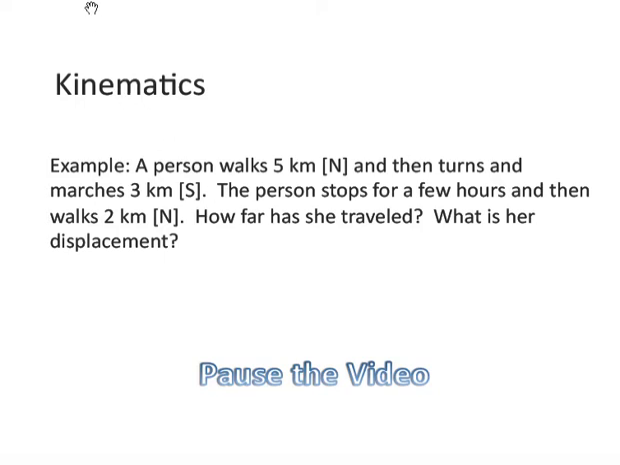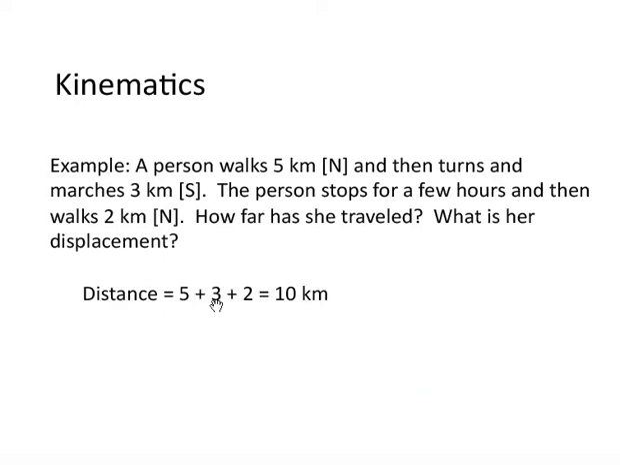All right. I'm assuming you've tried it. So distance is always straightforward. Distance, we just add numbers because distance is not a vector. It's a scalar quantity, meaning direction doesn't matter. It doesn't matter what the direction is when thinking about distance. And so 5 plus 3 plus 2, that's 10 kilometers. That's straightforward. But for displacement, remember, we have to take into account direction.